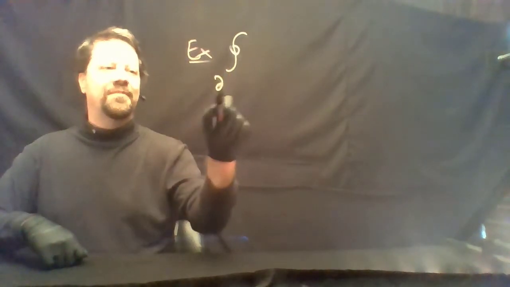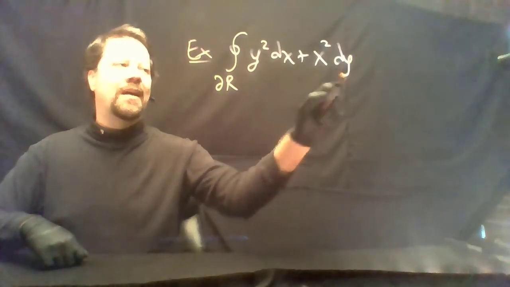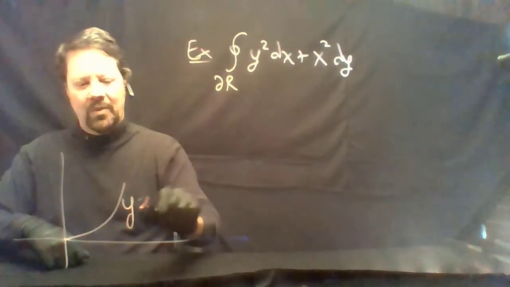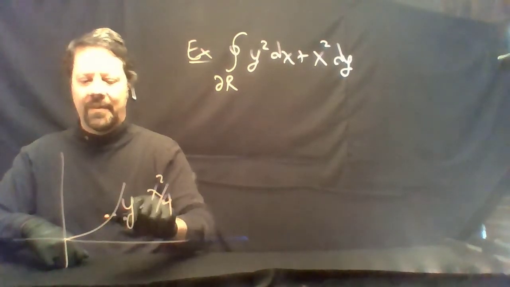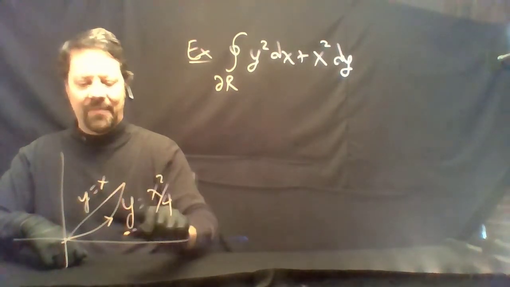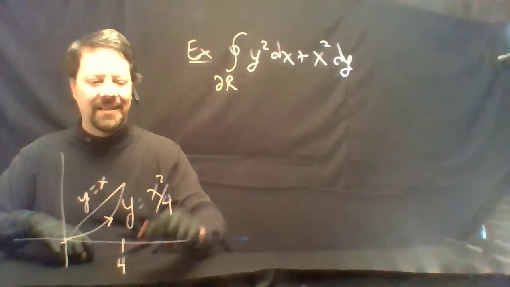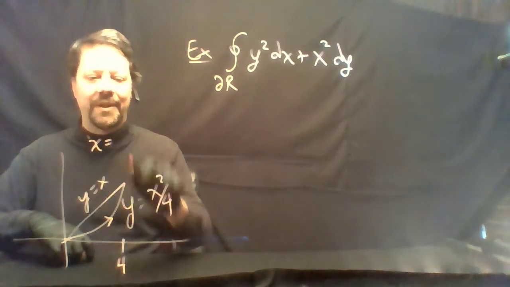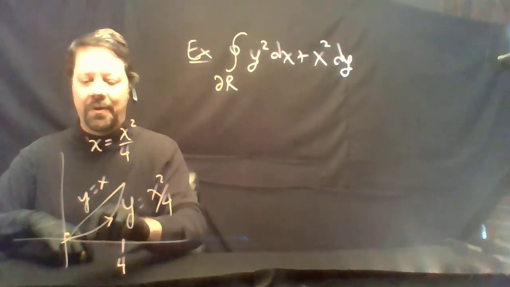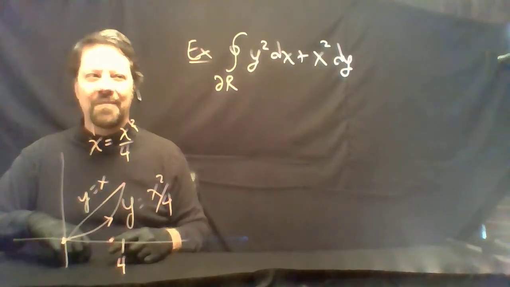In our next example, we're going to integrate y squared dx plus x squared dy, and the region is going to be bounded by y equals x squared over 4, going this way, and then straight back along y equals x. We'll go out to the point of intersection, which is at x equals 4. You can tell that because when you set them equal to each other, x equals 0 is not the solution we were looking for. We already have that one. So if we divide that off, you end up with x equals 4.